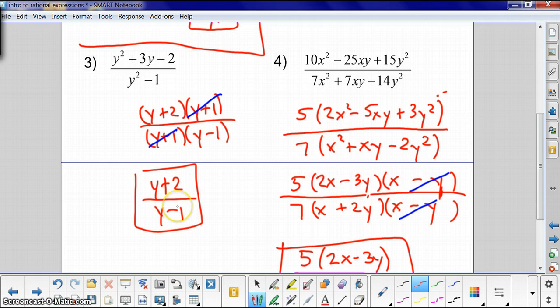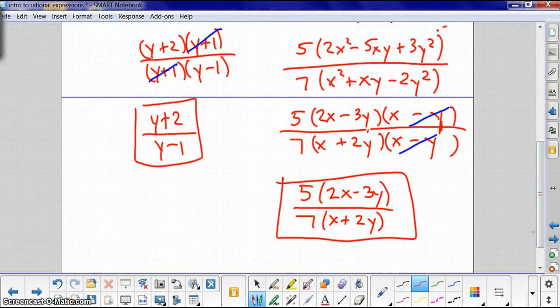And then lastly, a doozy of a problem here. First take out the GCF in the numerator and the GCF in the denominator, and that's what I'm left with right here. Now I look at this quadratic trinomial, and that turns out to be factorable to 2x minus 3y times x minus y. Look at this quadratic trinomial, and that is also factorable, and hey, look at that, another common factor that can be reduced top to bottom, leaving me with the final answer of 5 times the quantity 2x minus 3y over 7 times the quantity x plus 2y. I hope it's going alright so far, using our factoring skills to help reduce fractions.